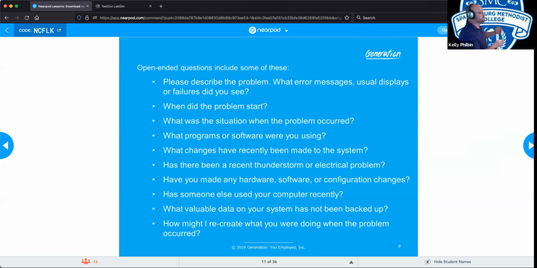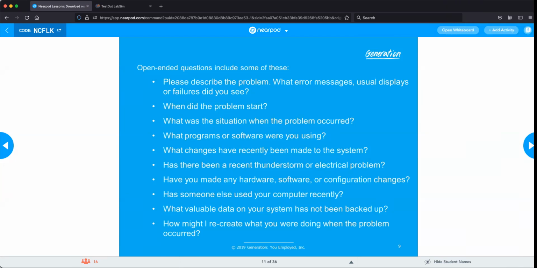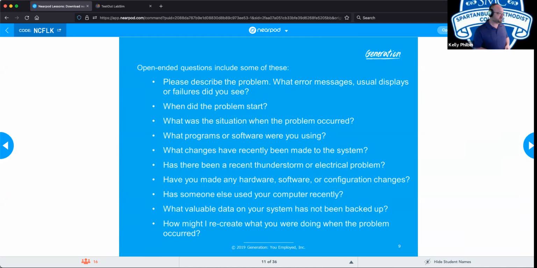What changes have recently been made to the system? Did you put in a new hard drive? Did you upgrade the RAM? Did you recently replace CPU fans or the CMOS battery? Was there something done physically to that computer? Was it moved from one desk to another? Did the person recently change stations? Physical changes in the environment or on the system can have a dramatic effect.